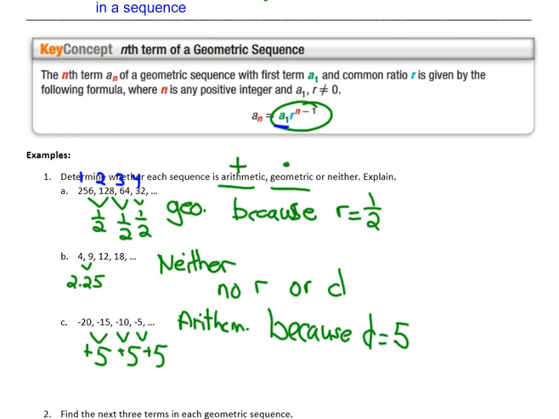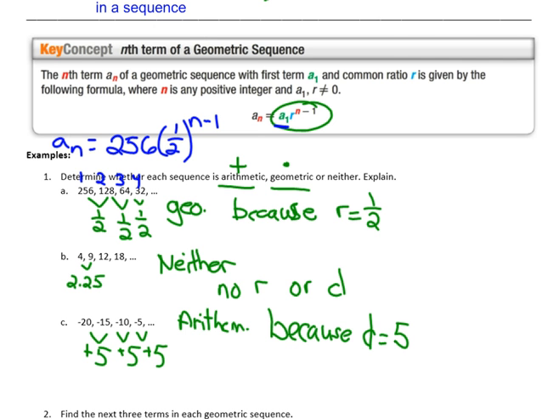So if I was trying to write the formula for this sequence, I would have 256 as my first term. I need r. R again is your common ratio. What am I doing here? So r would be 1/2, and then n minus 1. That is your general formula for this particular sequence.